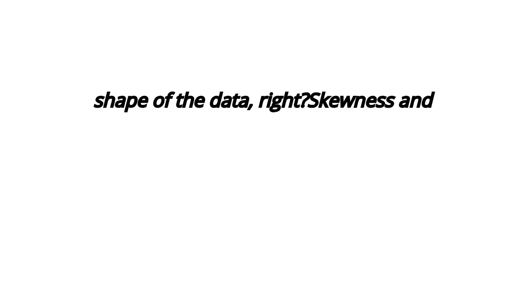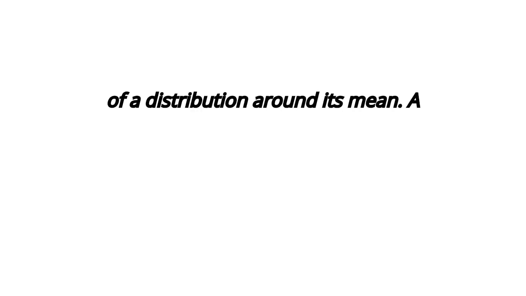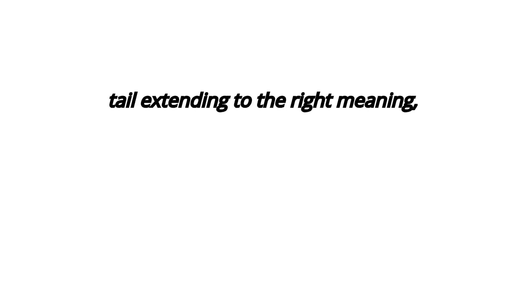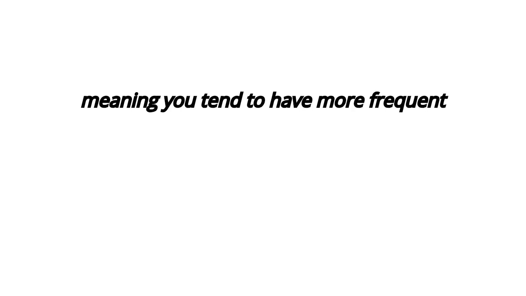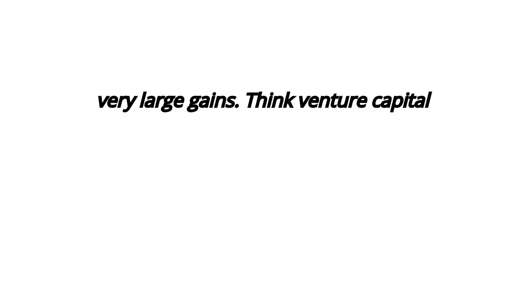Very useful. Moving beyond just the spread, we also need to think about the shape of the data. Right. Skewness and kurtosis. Let's start with skewness. What does a skewed distribution tell us about the likelihood of different types of returns? Skewness describes the asymmetry of a distribution around its mean. A positively skewed distribution has a long tail extending to the right. Meaning you tend to have more frequent small losses, but the potential for a few very large gains. Think venture capital, maybe.